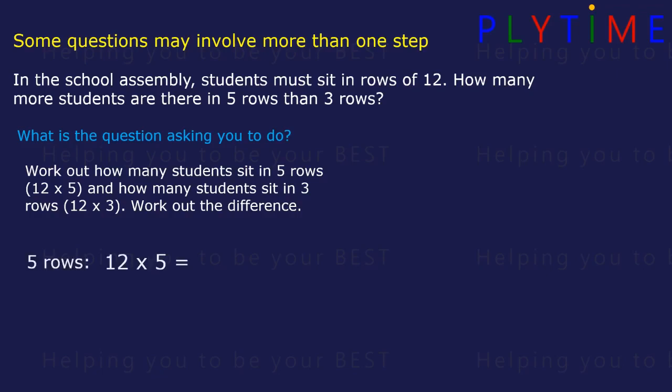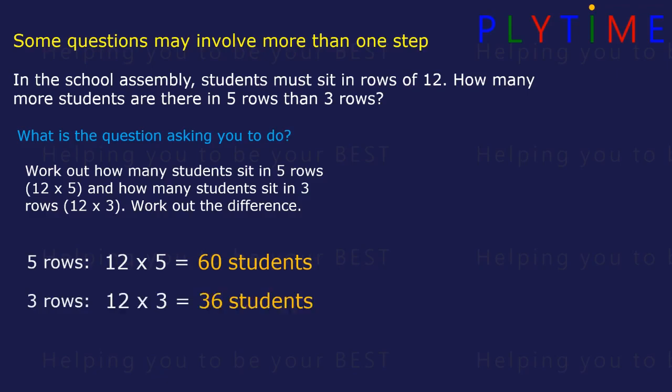In 5 rows, 12 times 5 equals 60, 60 students, and in 3 rows, 12 times 3 equals 36 students. So the difference equals 60 minus 36, which equals 24 students.